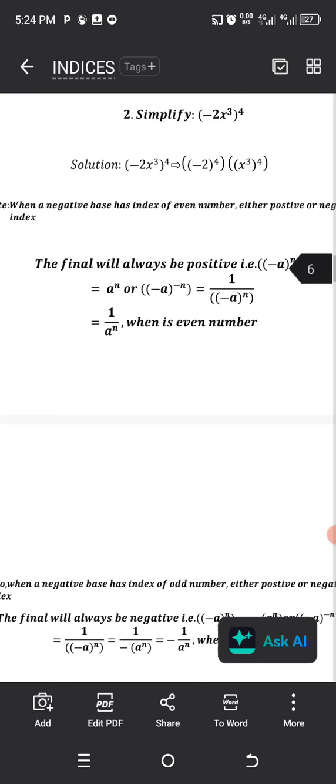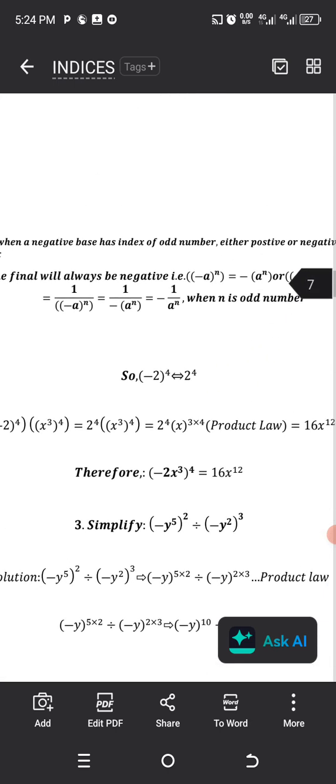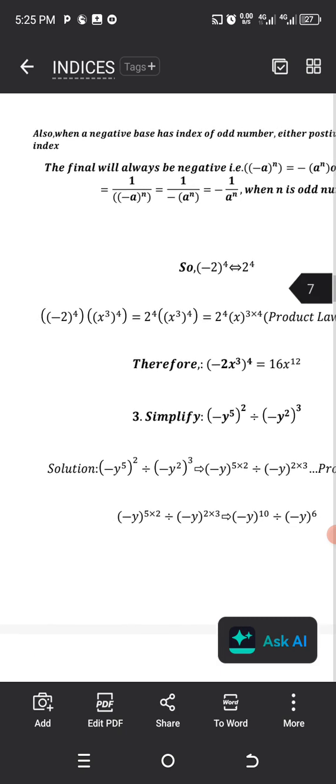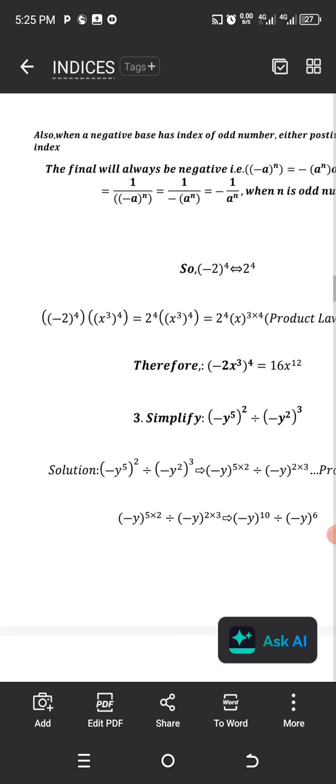So with that rule, you can see that minus 2 inside the parentheses, everything raised to power 4, is now giving what? 2 raised to power 4. It's just like minus 2 multiplied by minus 2 multiplied by minus 2 multiplied by minus 2. Minus will cancel minus, minus will cancel minus. That is why we are having 2 raised to power 4. So that means minus 2 everything raised to power 4 will definitely give you a positive value, which is 2 raised to power 4.